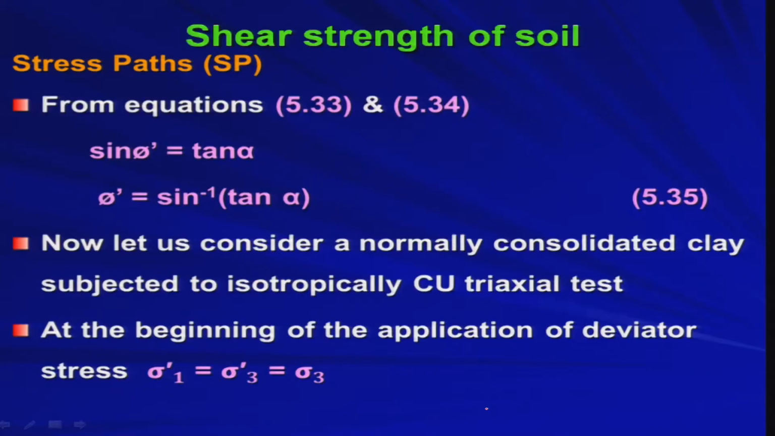From equations 5.33 and 5.34 we can write, because both right hand sides are the same, sin phi prime is equal to tan alpha. Therefore, we can write phi prime is equal to sin inverse tan alpha. This is the relation between phi prime and alpha. So, phi prime is equal to sin inverse tan alpha, right.